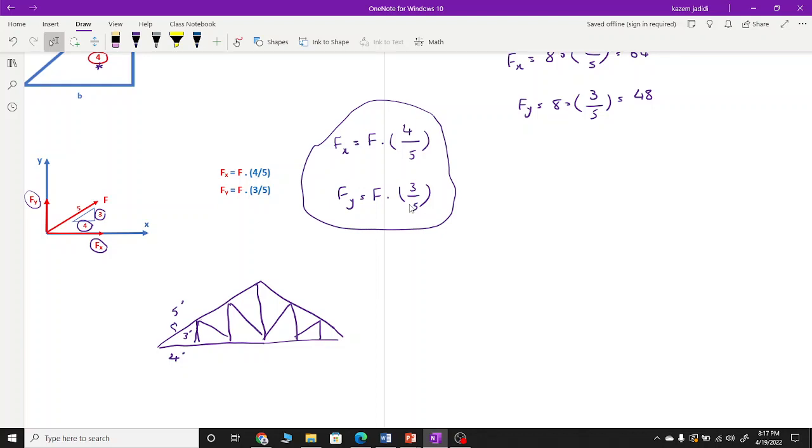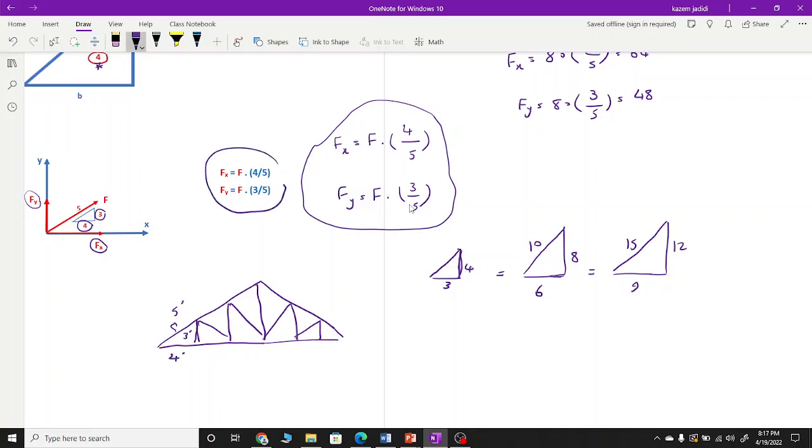Again, do not forget, it might be 3, 4, 5. You have to look at it and see whether 3 is parallel with x or 4 is parallel with x, and follow the rule. The other thing is, sometimes instead of giving you 3, 4, 5, they may give you 6, 8, and 10, or 9, 12, and 15. They are all the same. They will follow the same two equations.